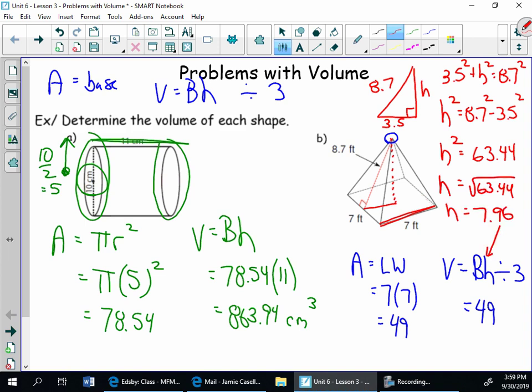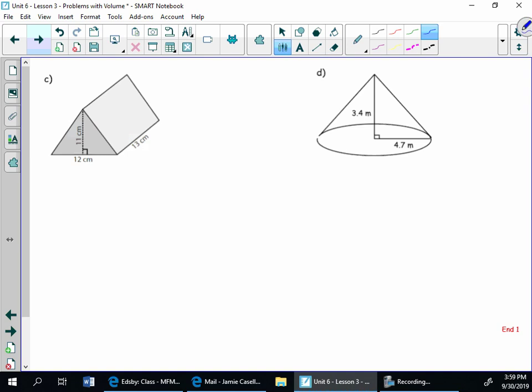And that's my height. So I'm putting it in here for h. And now I have to go back and multiply it and divide by 3. And I get an answer of 130. Oops, 130, not 103. 130.01 feet cubed. Okay, that's the tricky shape. We need to use Pythagoras here because we weren't given the height. I won't do that very often, but we should be aware of it.